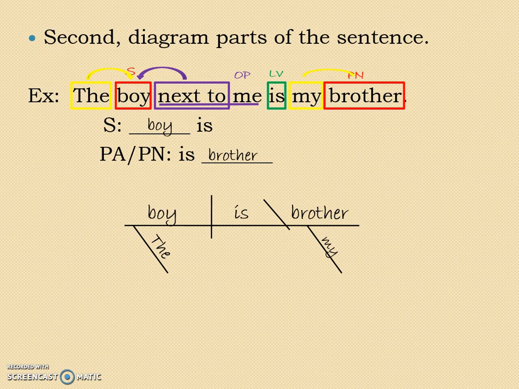Now, to diagram a prepositional phrase, you must first start with a slanting line, and that is where you will put the preposition. For our object, it will go on a horizontal line, just like all other nouns and pronouns in a sentence. The noun or pronoun that acts as the object of the preposition will also go on a horizontal line. So we will include me here. So now when I read this diagram, I have the sentence, the boy next to me is my brother.